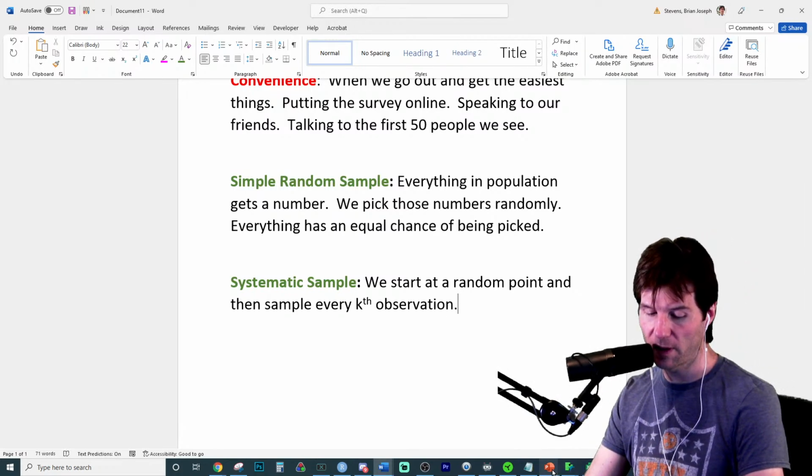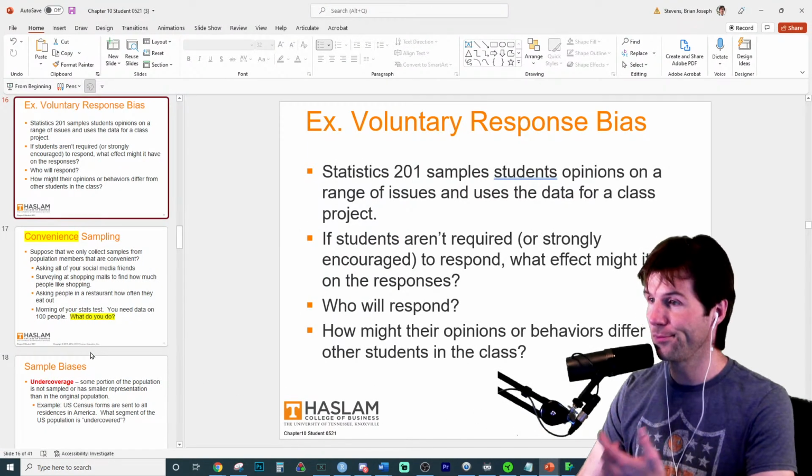My probably favorite example for this, and I used to do M&Ms in class. I just don't teach in person anymore.